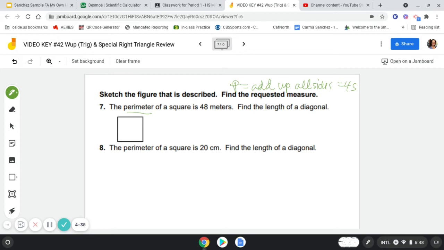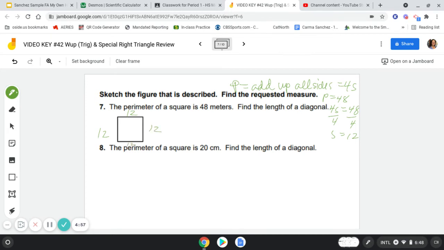So I know if 48 is my perimeter, that I can say 4 times the side lengths equals 48. And I can solve backwards to see that my side length is 12. Did that make sense? Do you see how adding up 12, 12, 12, and 12 equals 48?